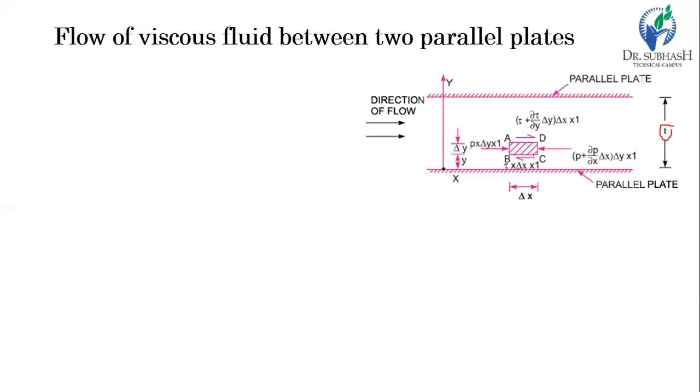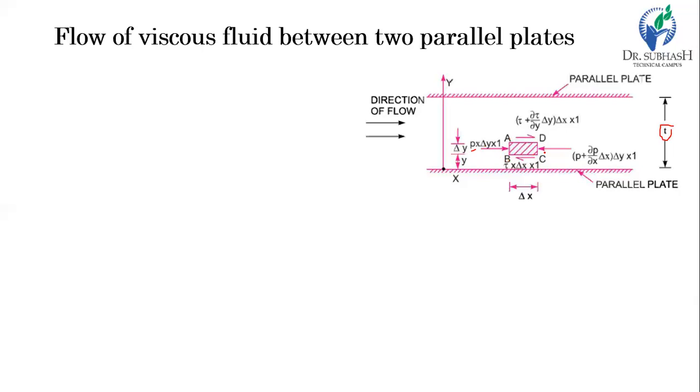So let's consider the forces. First, the pressure force, which always acts perpendicular to the surface. On the side AB, let's consider the intensity of pressure is small p, and thus the pressure force acting on the side AB is the intensity of pressure times the area, so p into delta y into 1.